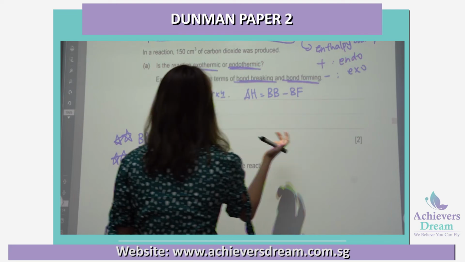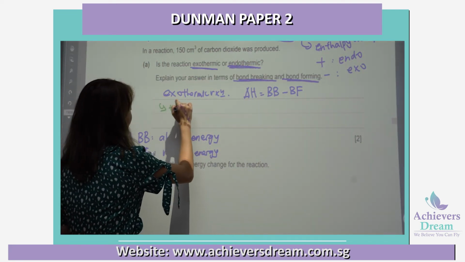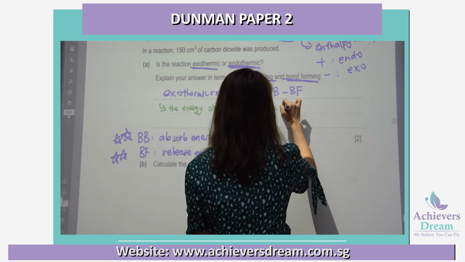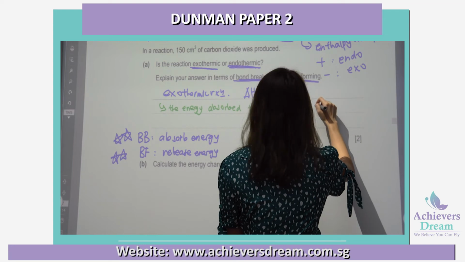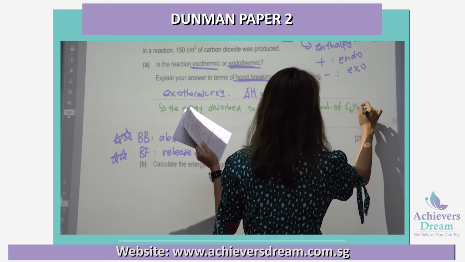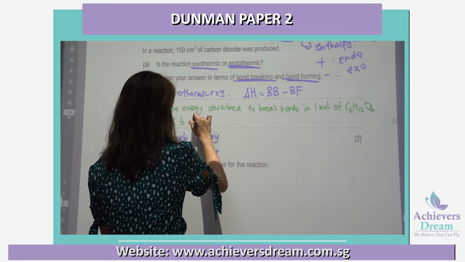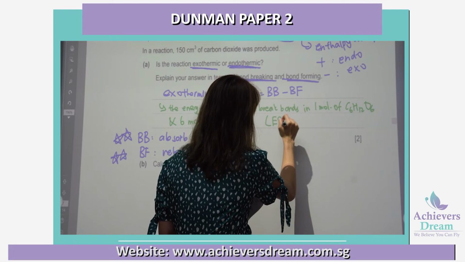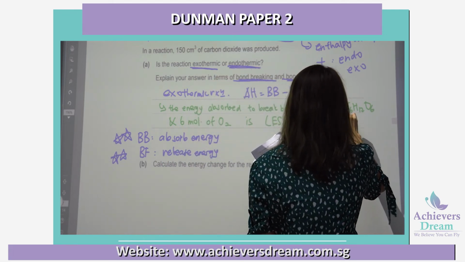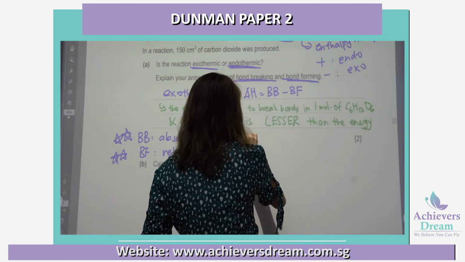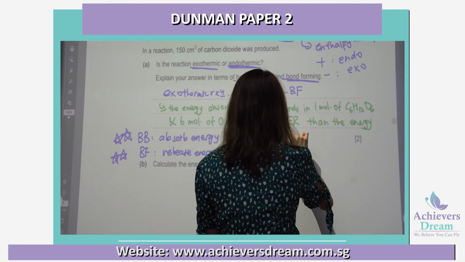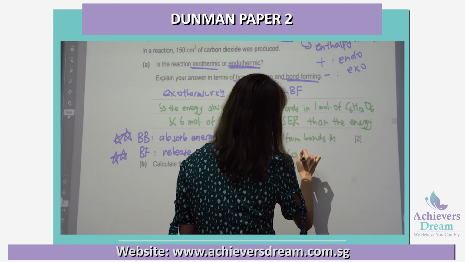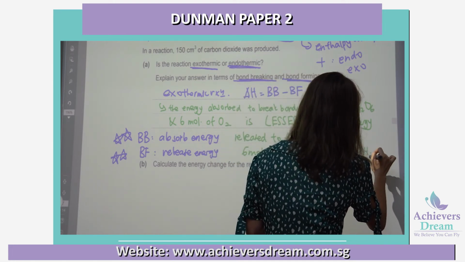So now that we know this, how we explain is: the energy absorbed to break bonds in 1 mole of glucose, which is C6H12O6, and 6 moles of O2, is lesser than the energy released to form bonds in 6 moles of CO2 and 6 moles of H2O.